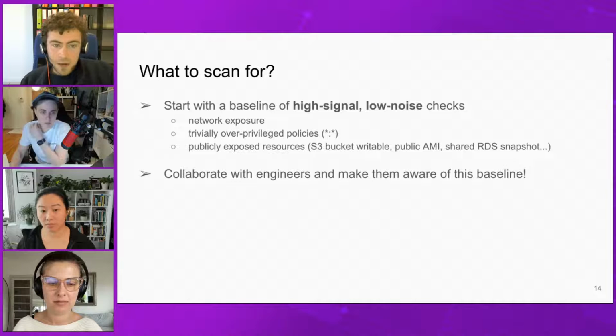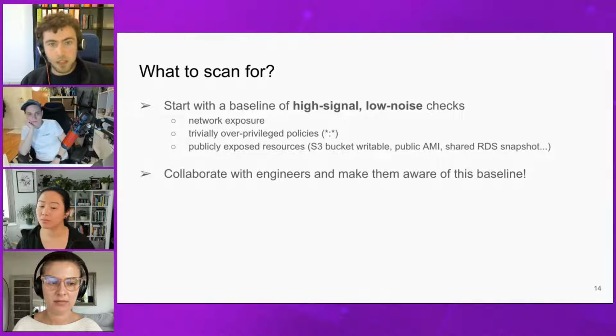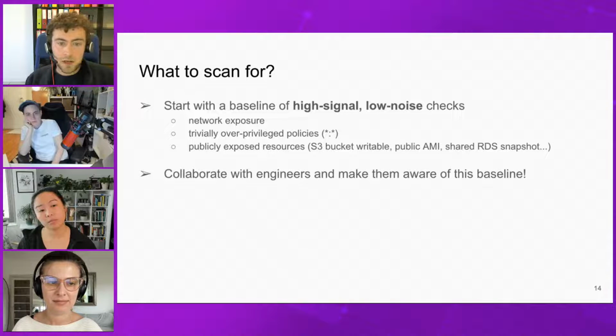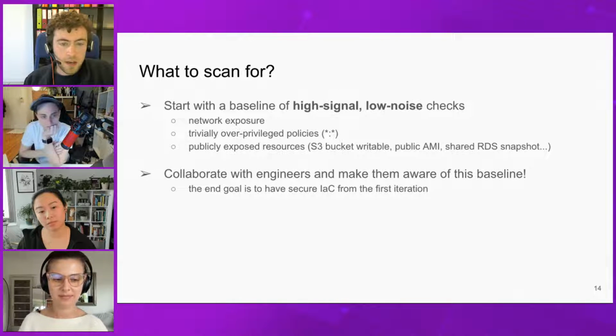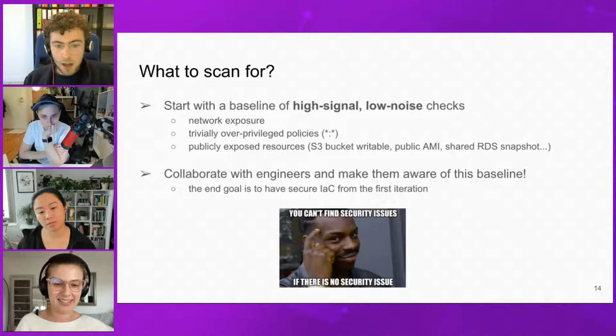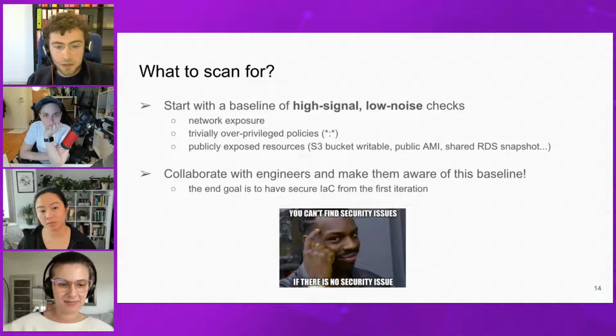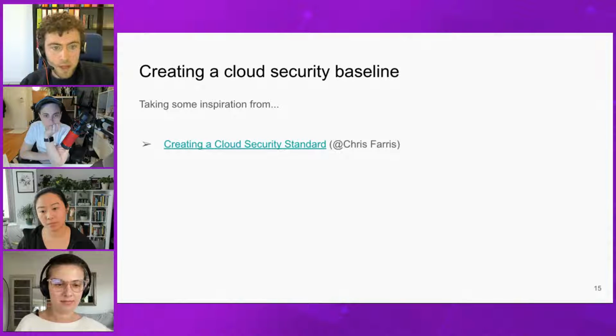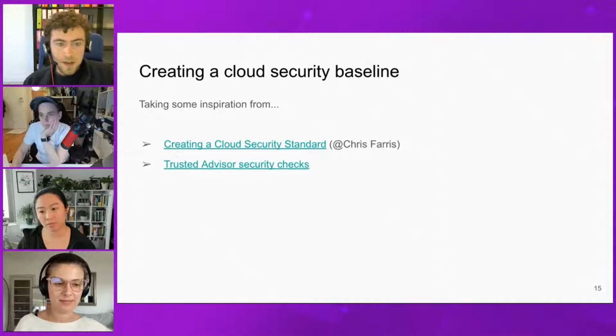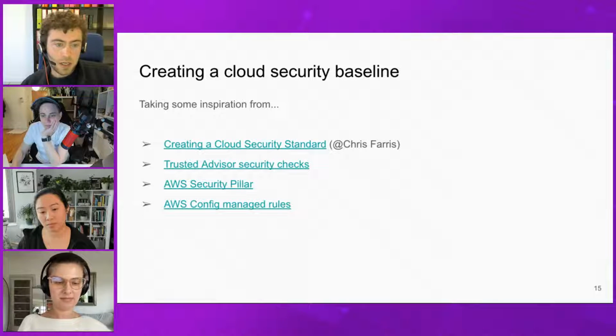And something that is really important here as well is not to keep this under our security silo, but to make sure that we can share it with the rest of the organization as well. Because in the end, the end goal is not to find security issues in Terraform code, but it's really to make sure that we can have infrastructure as code secure from the very beginning. Just something to consider. So a few resources for that. We have a nice blog post by Chris Farris about how to create a cloud security standard. He talks about his experiences on that. Then we have some AWS specific resources.